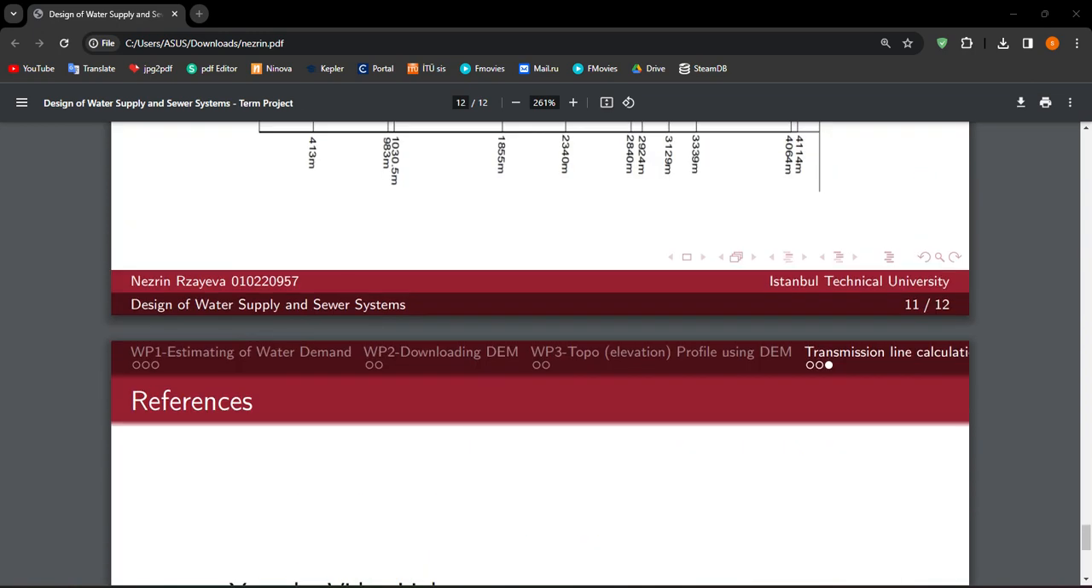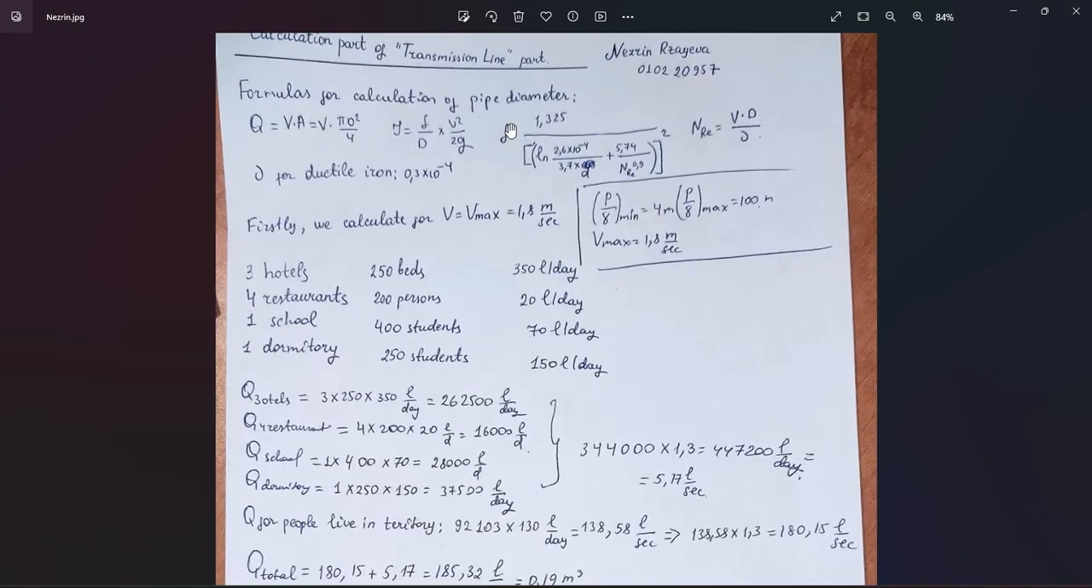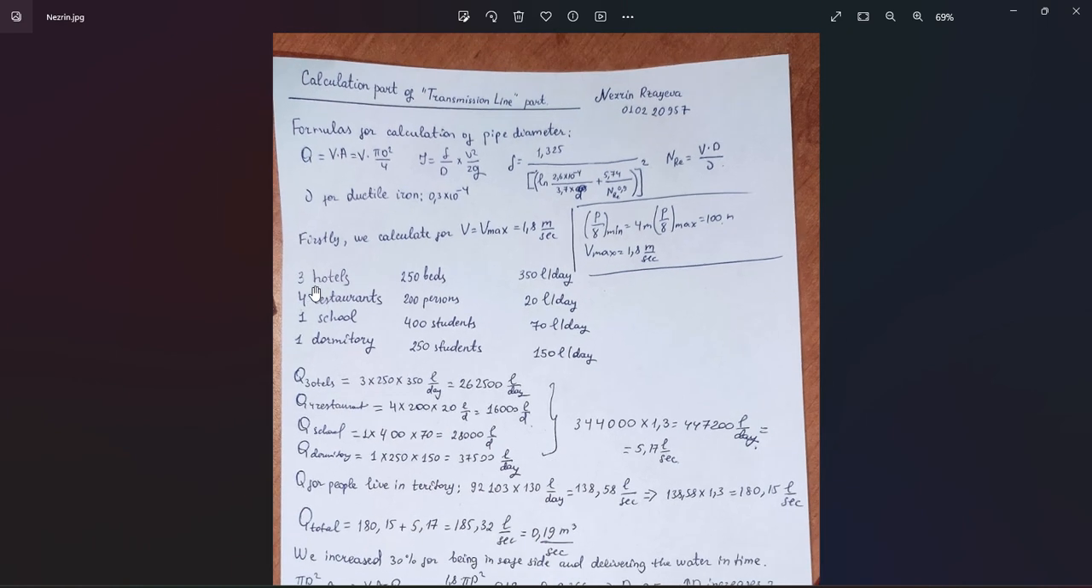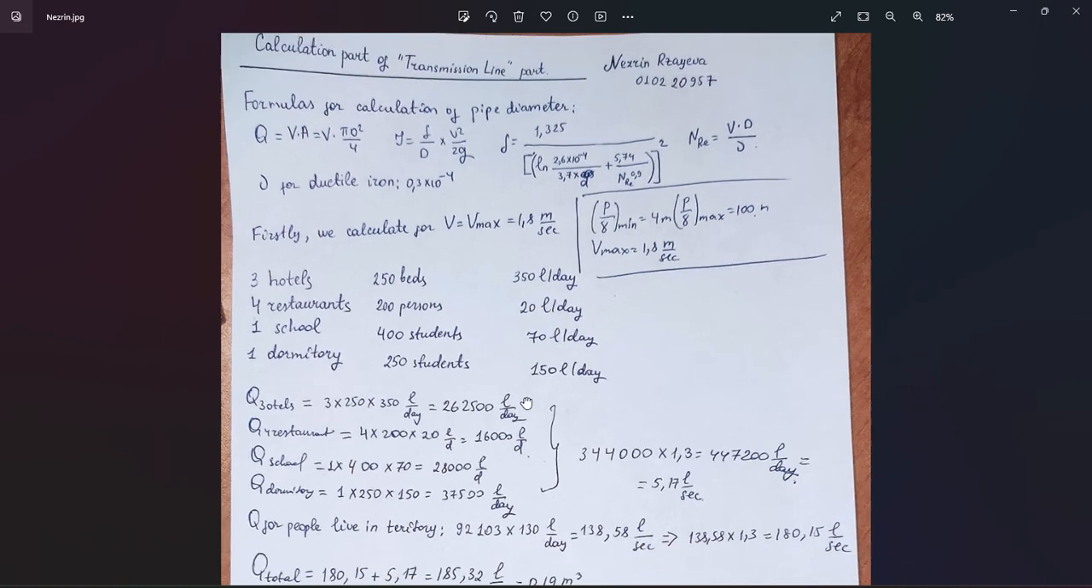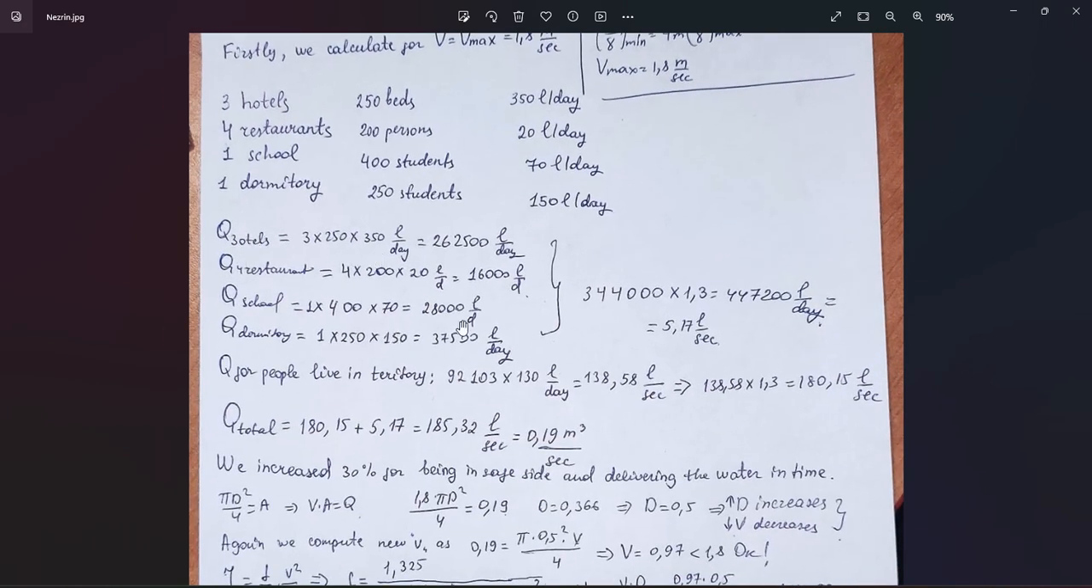And here my calculations look like this. I firstly write the formulas needed for calculation of the pipe diameter. We will start from Q, which we will find from our design. Actually, I designed 3 hotels, a restaurant, 1 school, and 1 dormitory, and I sketched all these parts. 200 persons, 400 or 250 students, with their daily discharge written here, and I found each of them by hand calculations like this.